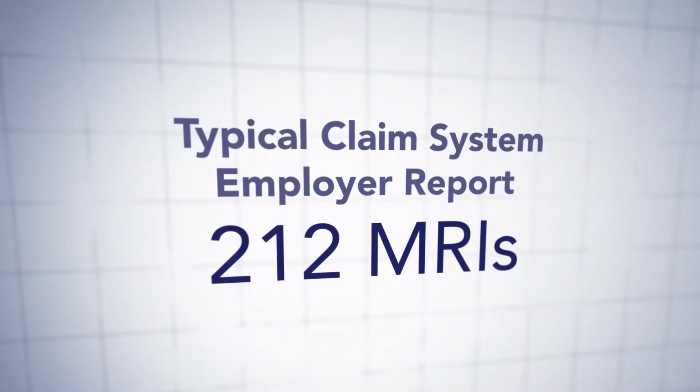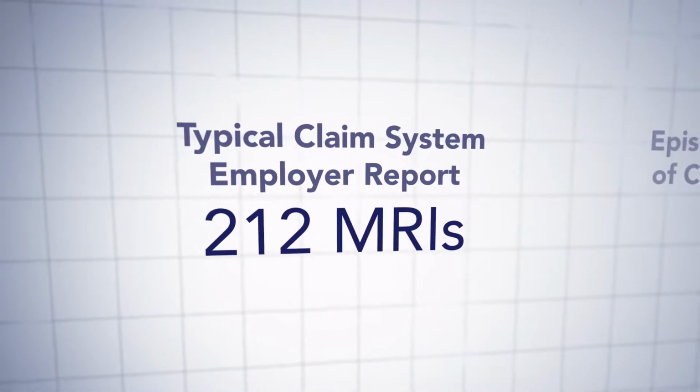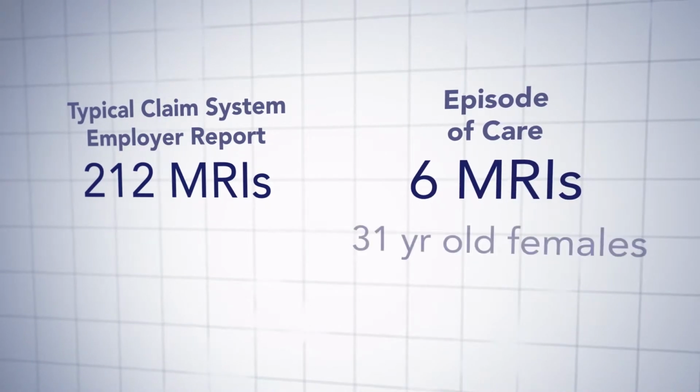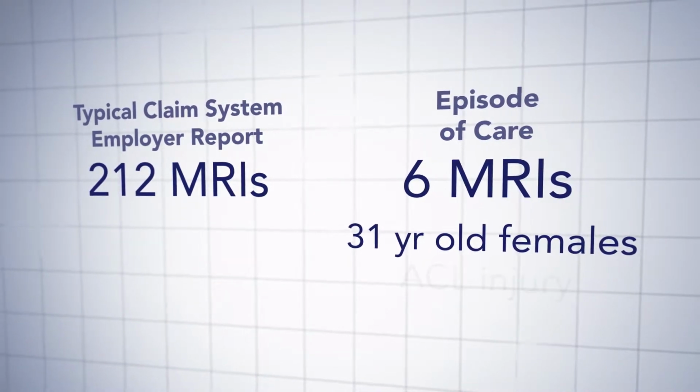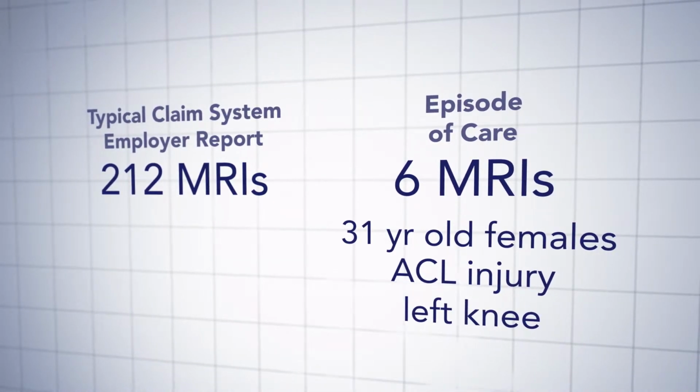A typical employer reporting out of a claim system would say, Mr. Employer, you had 212 MRIs last year. Whereas an episode of care is going to say you had 6 MRIs on 31-year-old females for ACL injury to the left knee. I mean, it gets very specific. And so it becomes considerably more illustrative of what's actually going on.